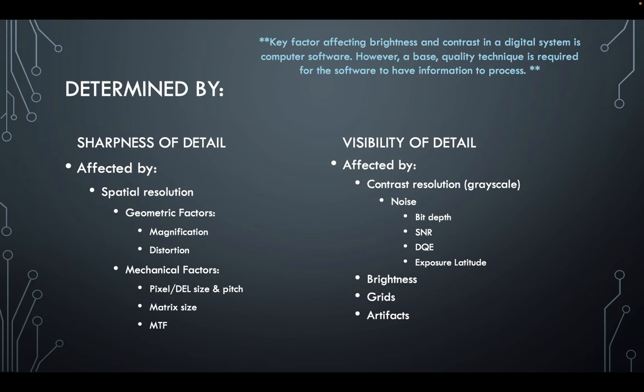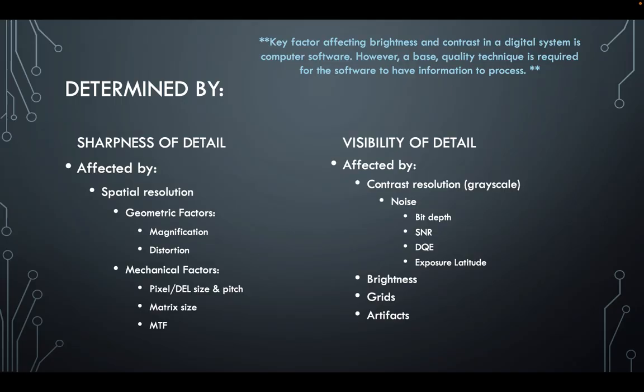So distortion, think of elongation, foreshortening, things like SID, our angle. Those are things that can add to or prevent distortion. So geometric factors, think of spatial resolution, think of something you can measure. Mechanical factors are going to be things related to our actual detectors, our actual equipment. So these are going to be things like pixel and del size and pitch, which we can measure. Matrix size, so we are able to look at resolution size.